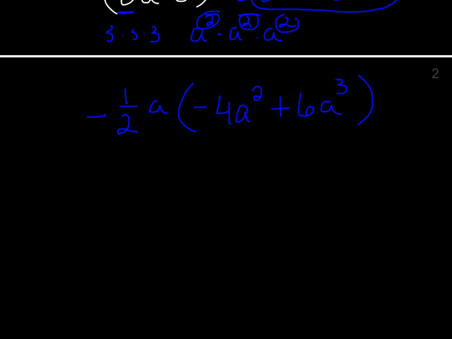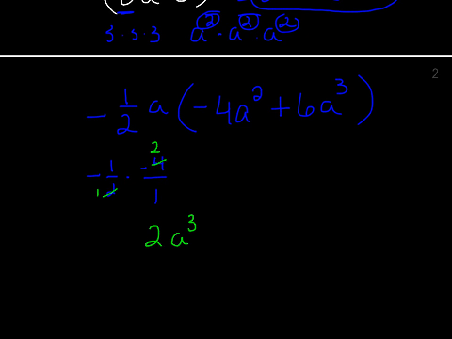Okay, so negative 1/2a times negative 4a squared means we're going to be doing negative 1/2 times negative 4, because you always just multiply the coefficients. Cancel out my 2's, so that leaves a 1 and a 2. And negative 1 times negative 2 would just give us a 2. So negative 1/2 times negative 4 is a positive 2, and then we multiply the variables. A times a squared would become a to the third.